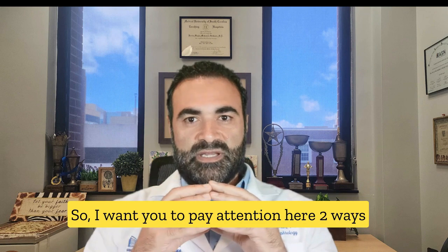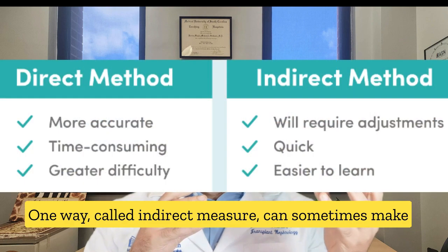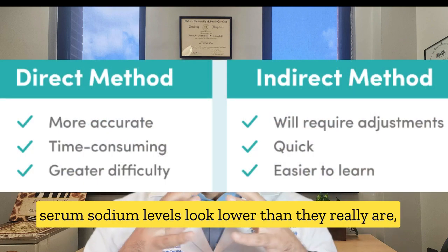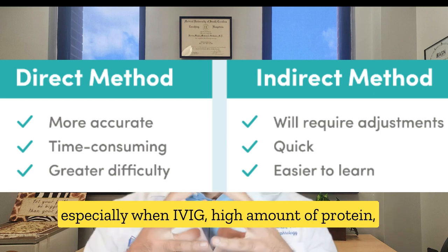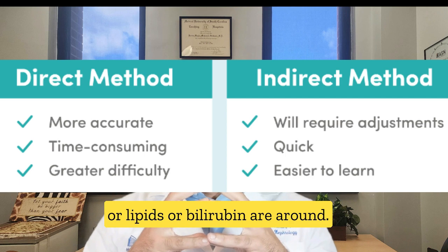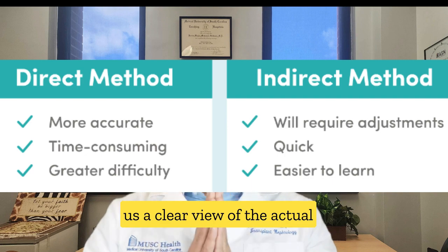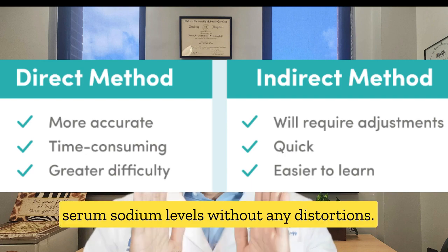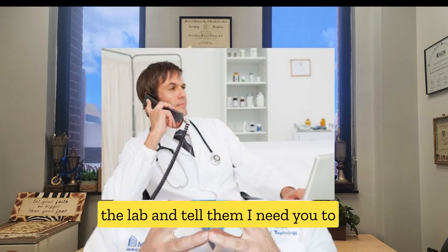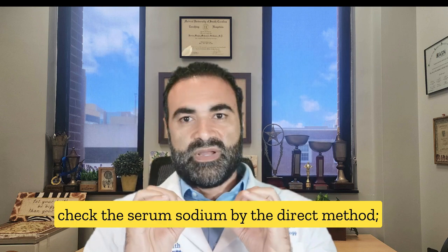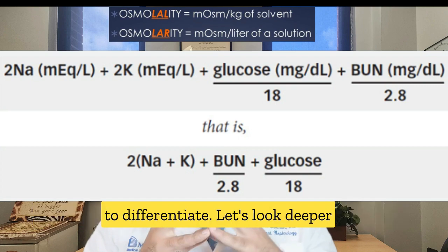So I want you to pay attention here. Two ways to measure serum sodium in the lab. One way, called indirect measure, can sometimes make serum sodium levels look lower than they really are, especially when IVIG, high amount of protein or lipids, or bilirubin are around. But there is another way, called the direct method. This method gives us a clear view of the actual serum sodium levels without any distortions. So what you need to do here is call the lab and tell them, I need you to check the serum sodium by the direct method, then calculate the serum osmolarity by this equation to differentiate.